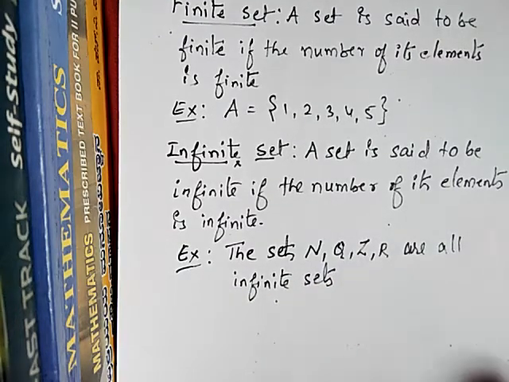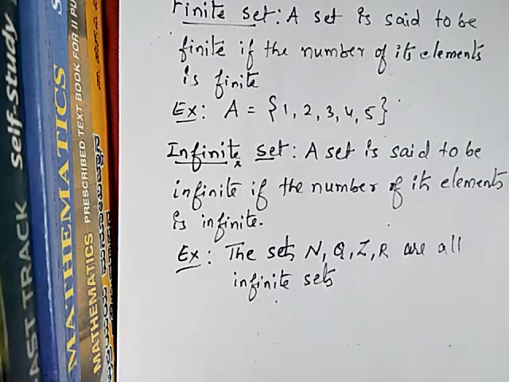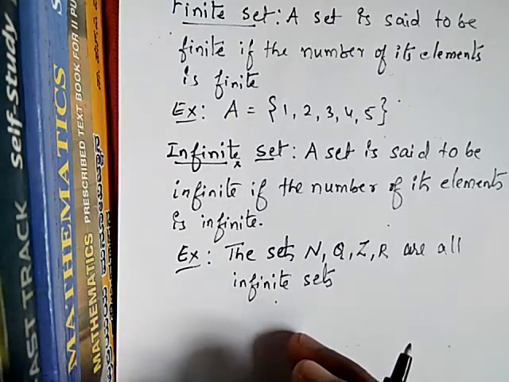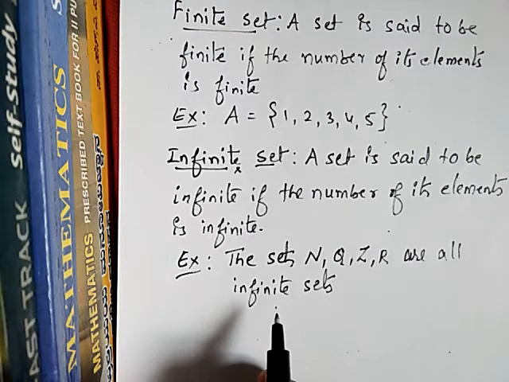In another way you can say, a set which is empty or consists of a definite number of elements is finite. If it has a definite number of elements it is called finite, otherwise the set is called infinite. So there should be a finite number of elements you can count. If you count, there should be finite elements, then it is a finite set, otherwise it is an infinite set.